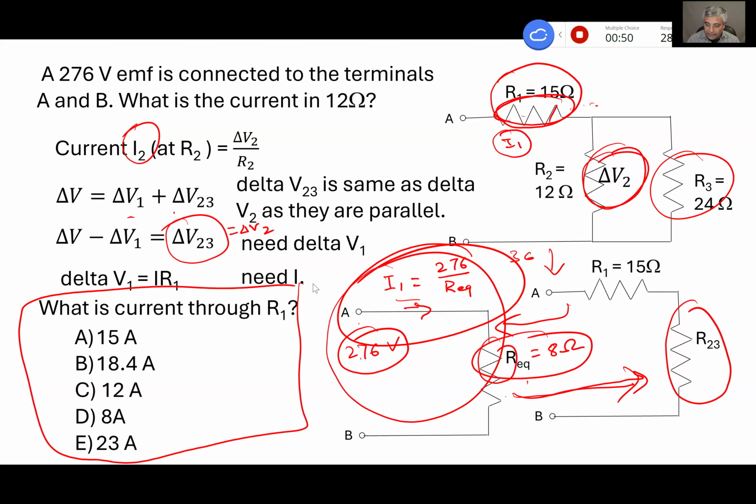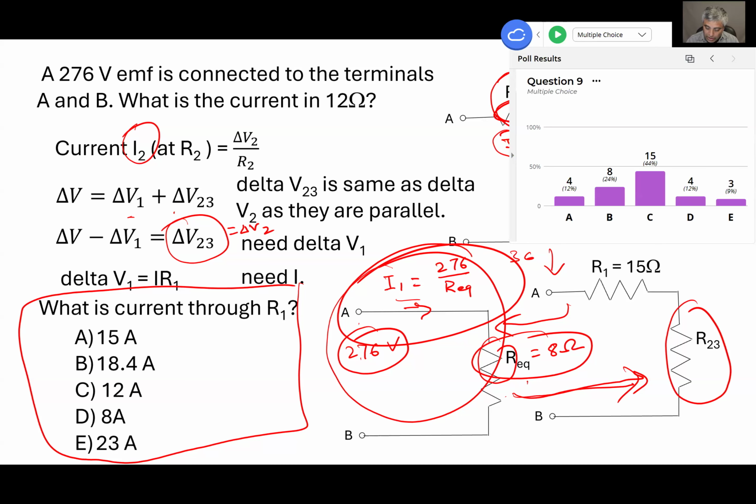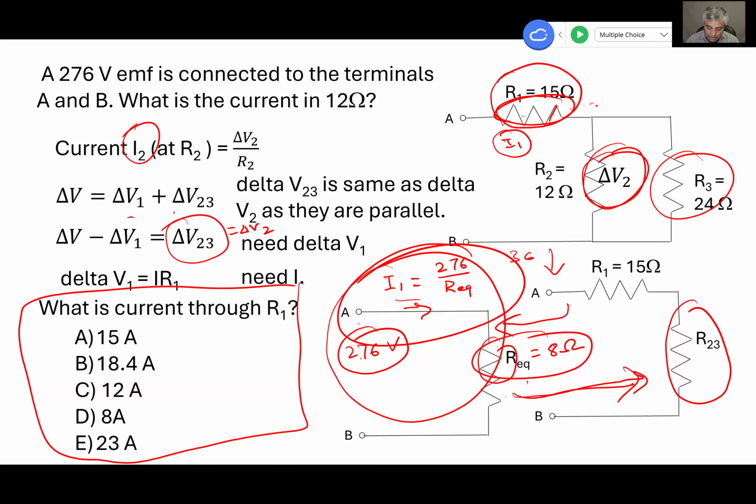Okay, I'll be closing in 5 seconds here. 5, 4, 3, 2, 1, and it stops. Looks like I don't have the answer over there. Many of you chose 12. And how did you do that? Maybe you divided 276 by 15. There should be none of those responses here.